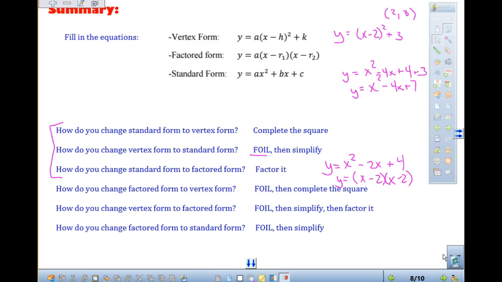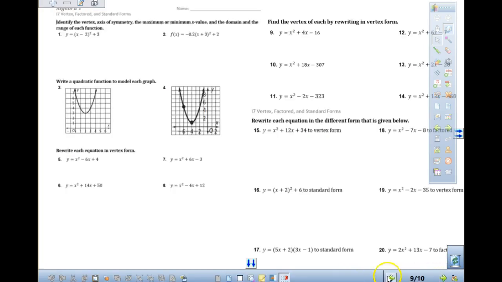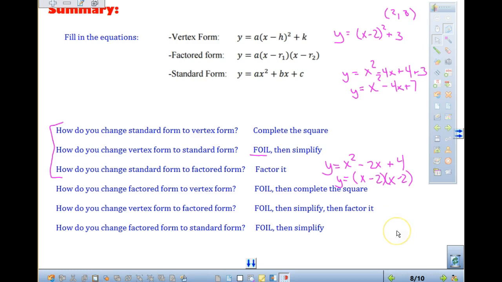So, vertex form to factored, you're going to FOIL, and that really just means extended distributive property. Simplify it, then factor. Factored form to standard, multiply it out and simplify. So as you are looking at these, all of these are going to kind of play into how we're solving our equations. Thumbs up, did everyone get those? Okay.